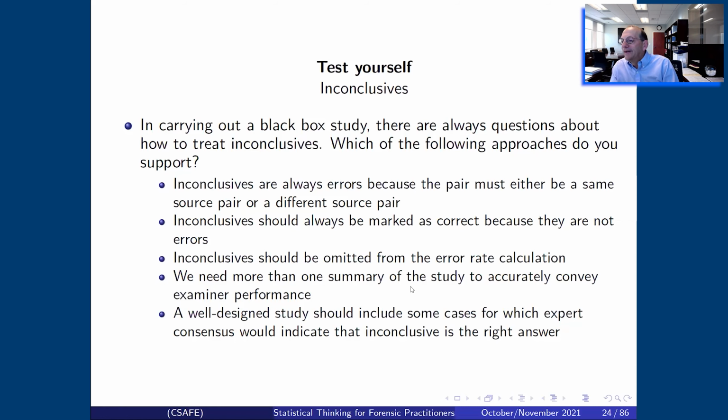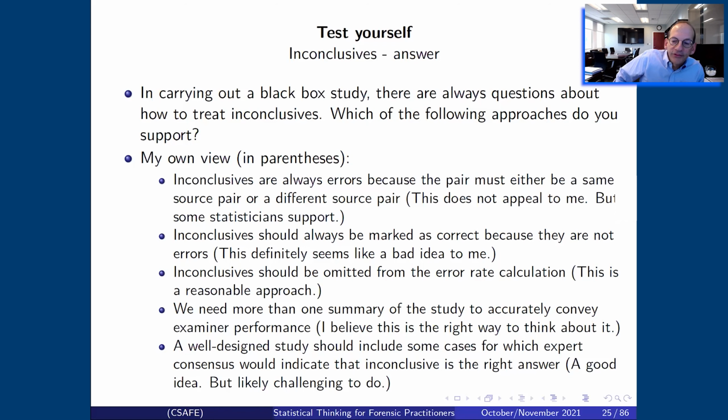Inconclusives are always errors because the pair must either be a same source or a different source pair. I'm with you. This does not appeal to me. Interestingly, though, several of my colleagues have written papers arguing that this is, in fact, the correct way to think about the world. Second item, inconclusives should always be marked as correct because they are not errors. I don't agree with this at all. Some early papers in the disciplines did this or seemed to do this, and that was not good. Inconclusives should be omitted. A third of the people said this.